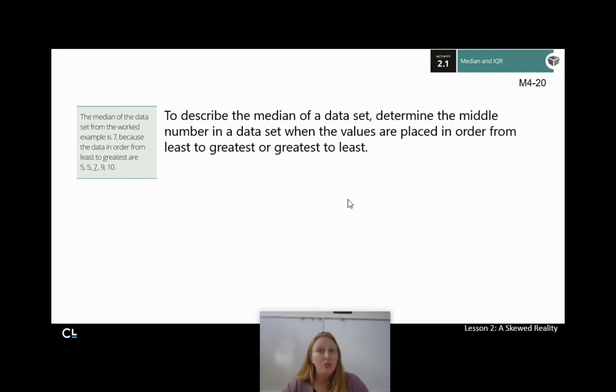So you know how to find mean. Mean is not new to you, but you also remember median, right? To describe the median of a data set, you need to determine the middle number in the data set. But remember, this is so important. Yes, it's the middle number, but please remember, the values have to be in order from least to greatest or greatest to least. Your values have to be in order.